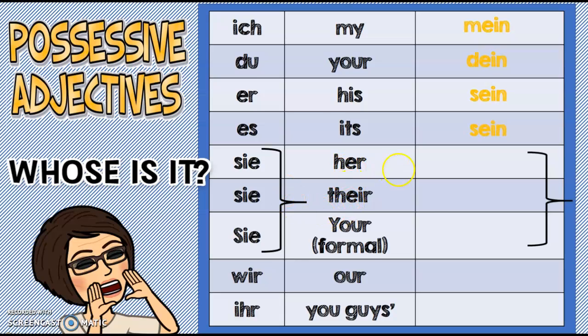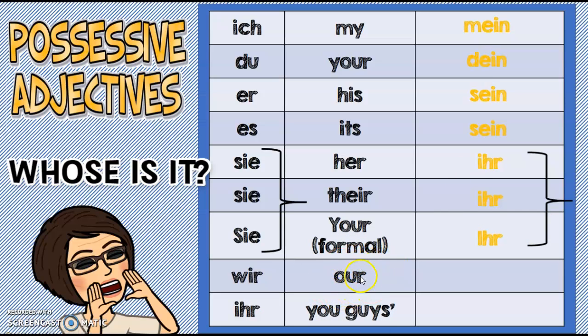Her mother, their mother, your formal mother. So the three Z's match up with these, and they are all three ihr. So sie, she, her mother, ihre Mutter, their dad, ihr Vater, your cat, ihre Katze.